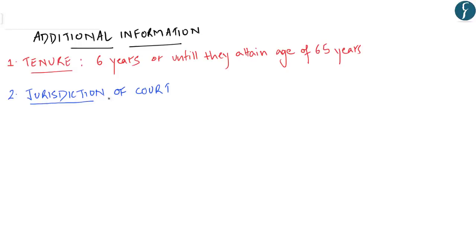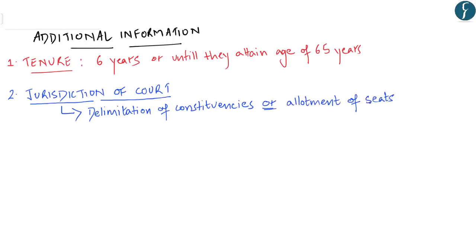Moving on, as far as the jurisdiction of the courts is concerned, the Constitution of India has specifically said that the validity of any law relating to the delimitation of constituencies or regarding the allotment of seats to such constituencies cannot be questioned in any court of law. In other words, the courts of India are barred from trying such cases.